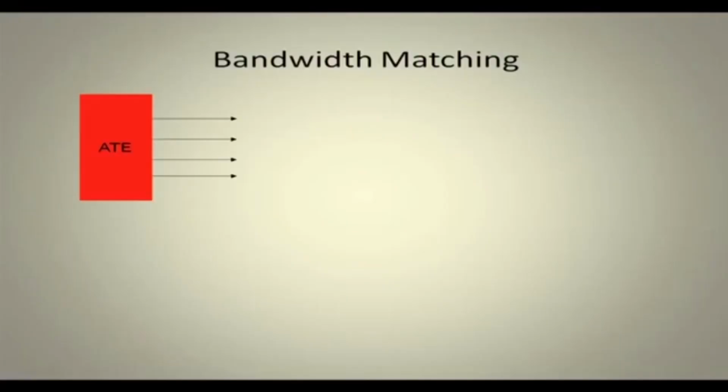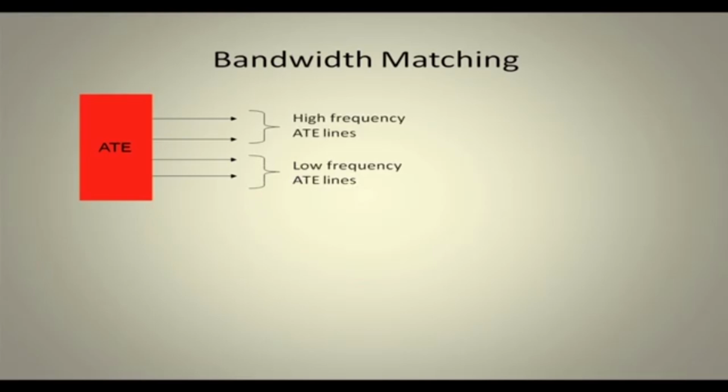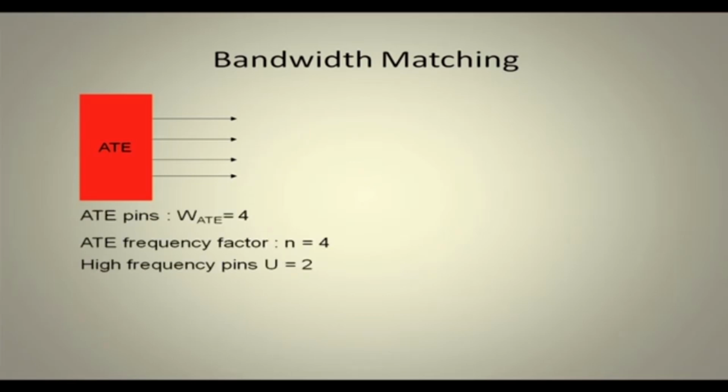So we have the ATE that has a number of channels going out of it, and some of the channels are high frequency lines. Like in this ATE, suppose there are 2 lines which are high frequency lines, and 2 lines which are low frequency lines. So the overall ATE has 4 pins.